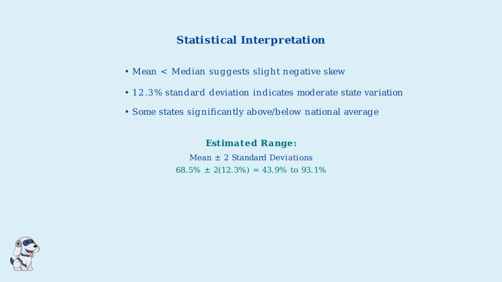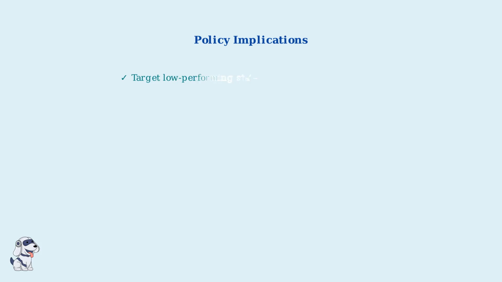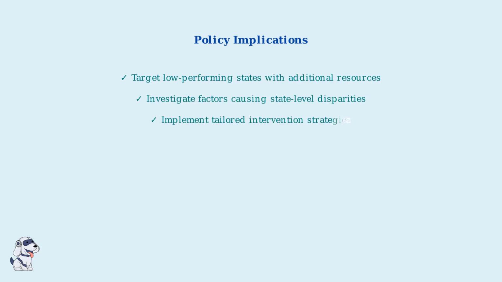Since the mean is less than the median, we observe a slight negative skew in the data. The 12.3% standard deviation indicates moderate variation between states. Using the mean plus or minus 2 standard deviations, we estimate vaccination rates ranged from approximately 44% to 93% across states. These statistical findings have direct policy implications.